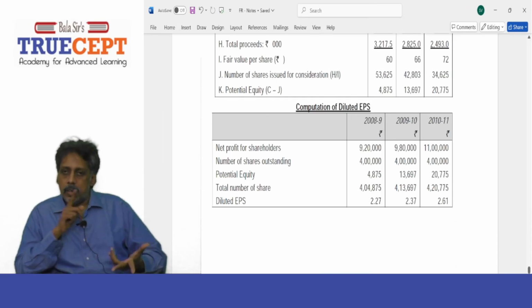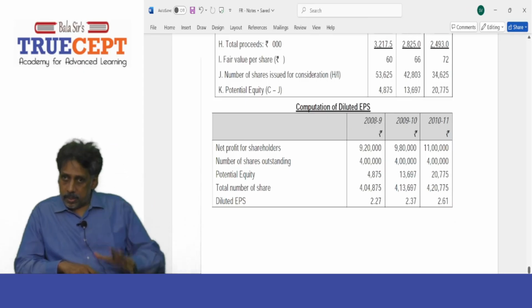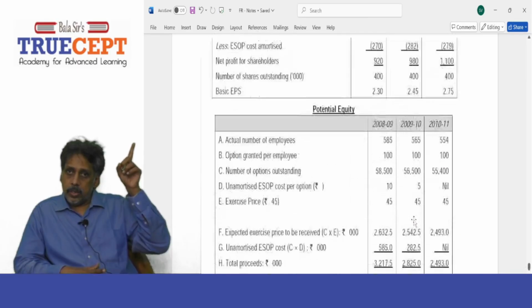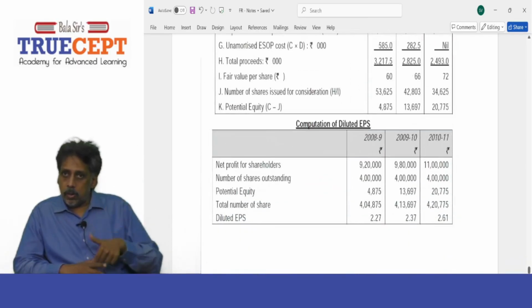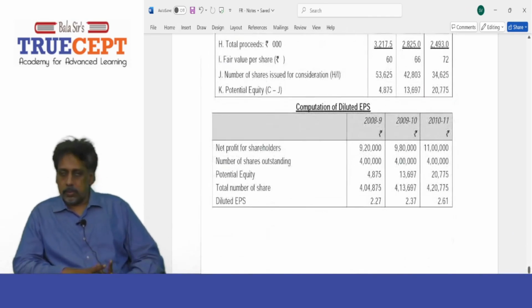How much? Diluted EPS 2.27. You saw which is less than 2.3 basic. Second year, 2.37. The basic 2.45 has come down to 2.37. And for year 3, earlier it was 2.75, now 2.61.